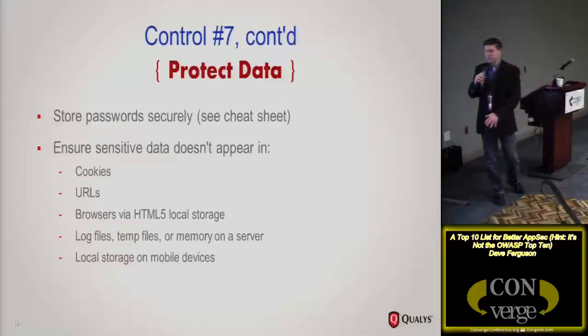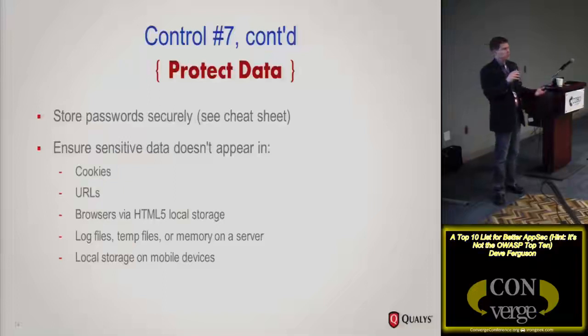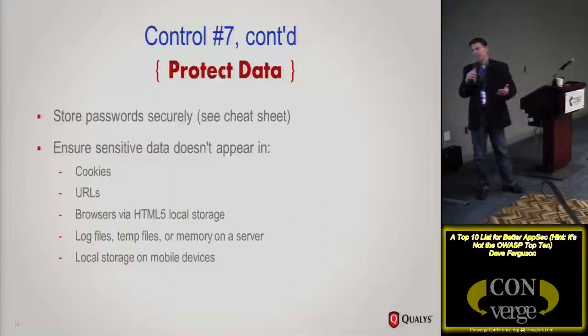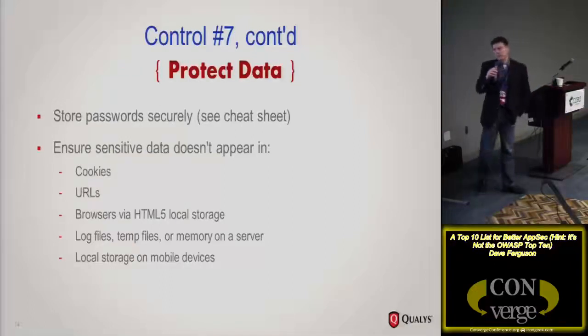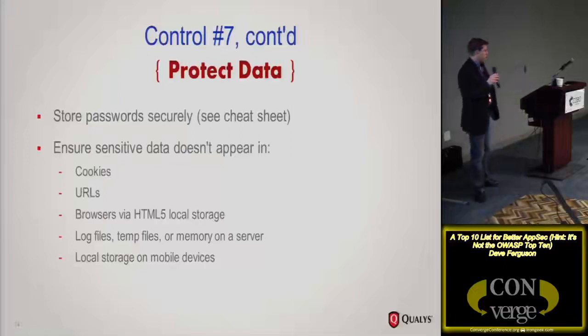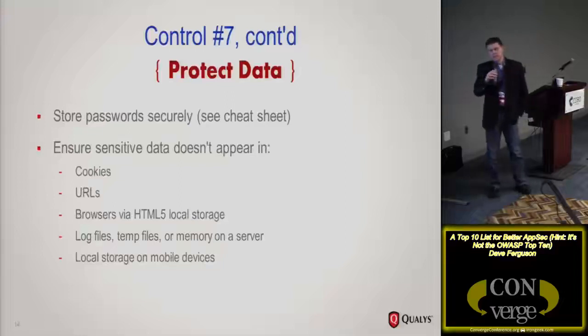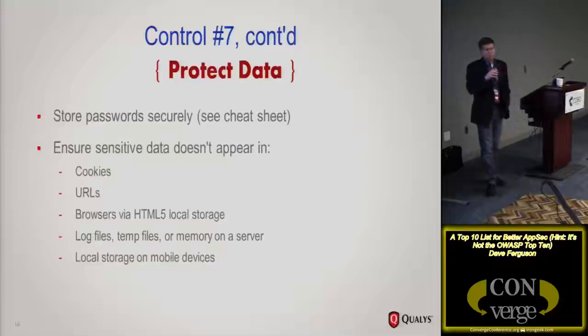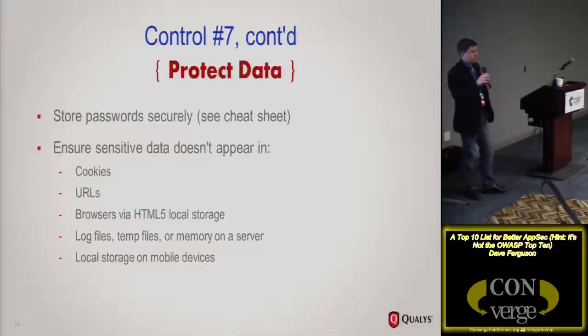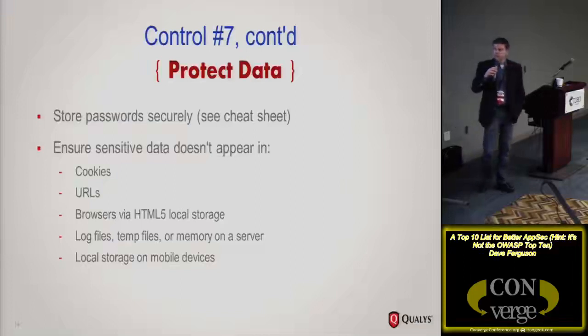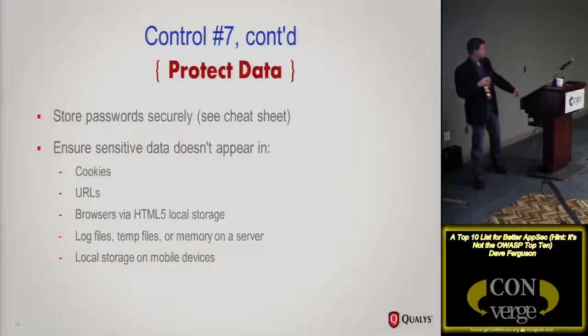Log files on the server, temp files, even memory on a server. PCI doesn't like to have credit card numbers and things in the memory on the server, so there's ways to kind of clean that out. And then mobile devices, mobile apps. I haven't really talked much about mobile apps yet, but a lot of these same proactive controls apply to mobile apps as well. Obviously, you can store data on a mobile device. Not recommended, and you have to be careful with that so you're not exposing that data.